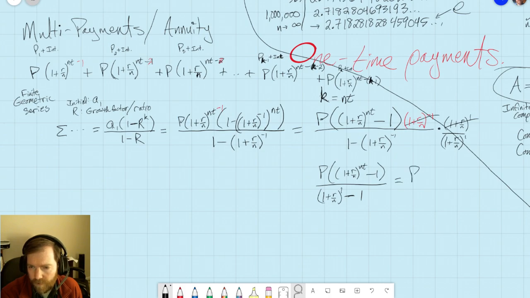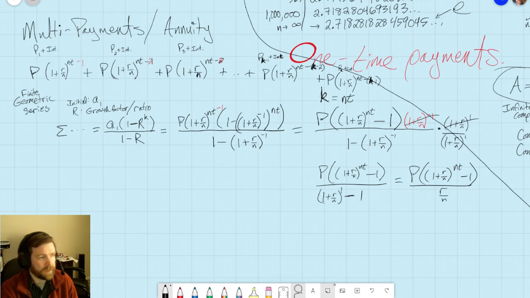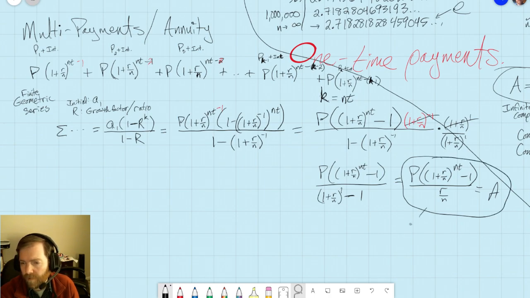Which is equal to payment times 1 plus r over n to the nt minus 1, all over. This is going to be 1 minus 1 is 0. So r over n is the only bit that's left. So this is our future value formula, given multi-payment.